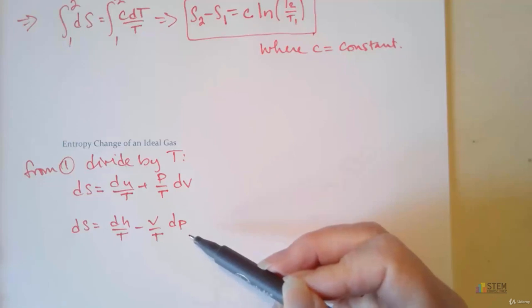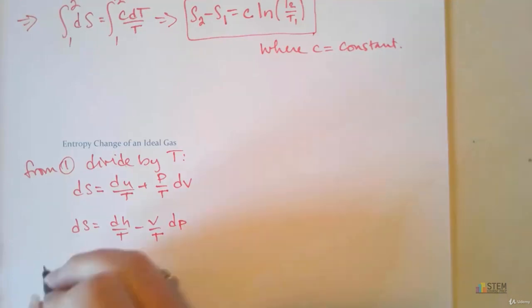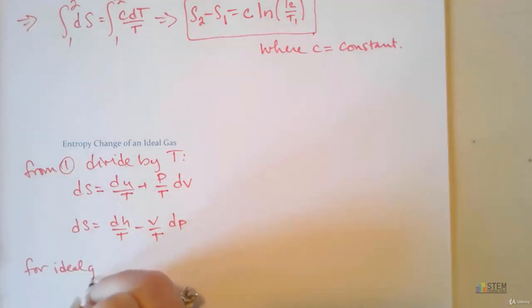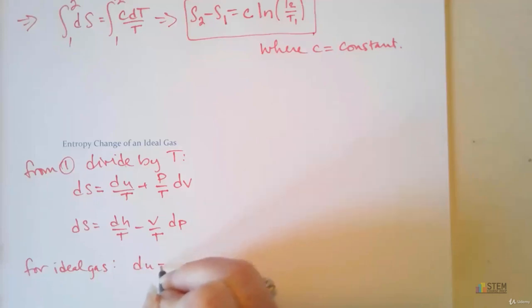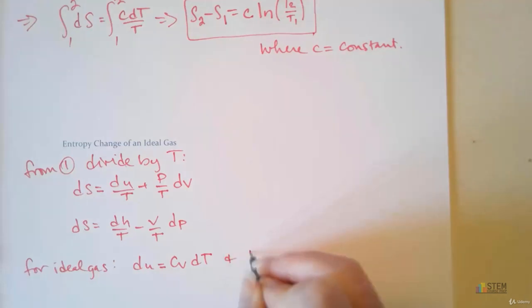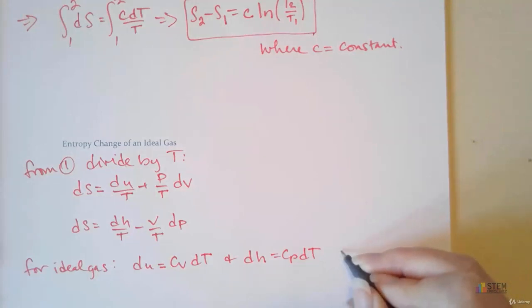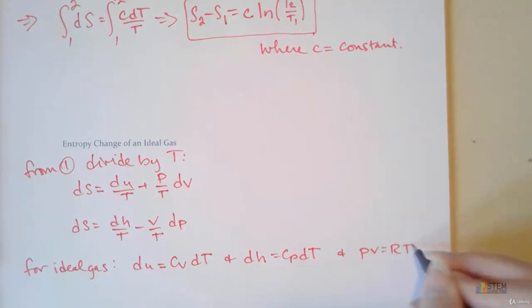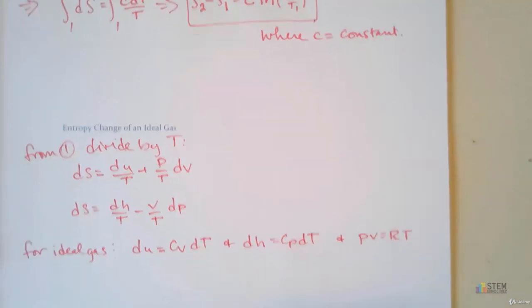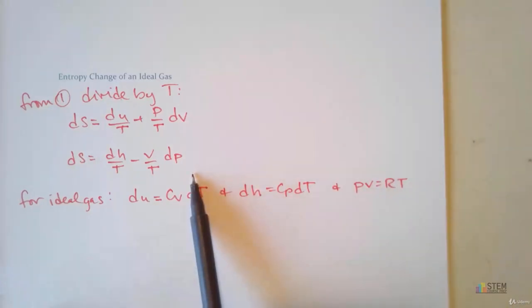Now we've got these two equations. Before, when we went through and developed our ideal gas equations, we said that du equals cv dT, and we had dH equals cp dT. And then the last thing we had was PV equals RT. So these three equations we developed before when we were talking about an ideal gas. So now we can use these equations along with these, and let's see what we get when we do that.